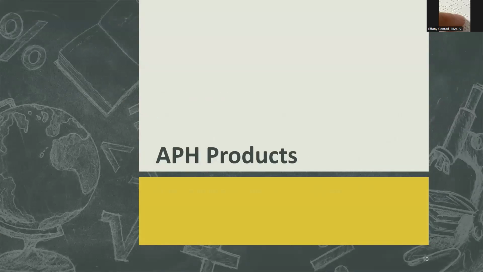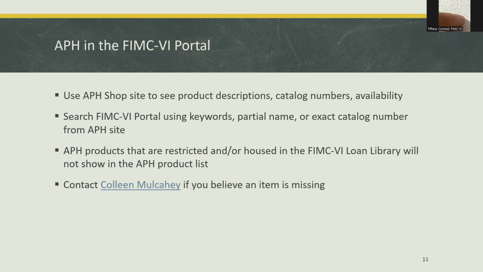All right, so let's look at APH products first. And you're going to notice as I go through that a lot of these things are very similar. So it's like a different product, but the overall process is very similar, and there might be differences based on the products themselves. So in the portal for APH, the best thing to do is to start with the APH shop site, right? Because that's where the products are. If you don't know what you want, you're going to go on there and you can look and see what they have, see descriptions and things like that.